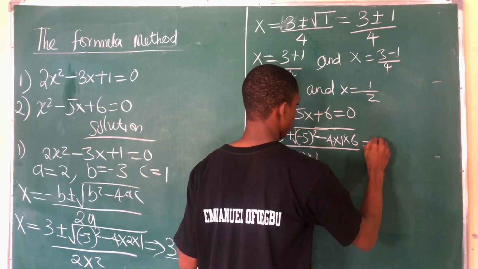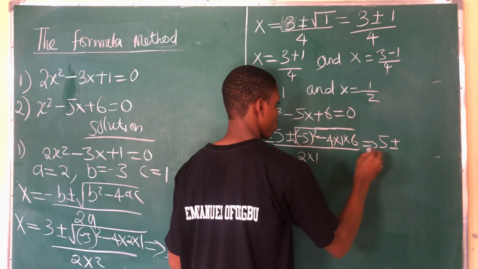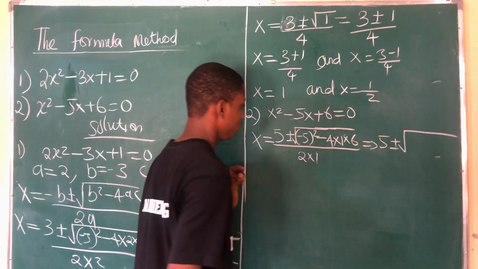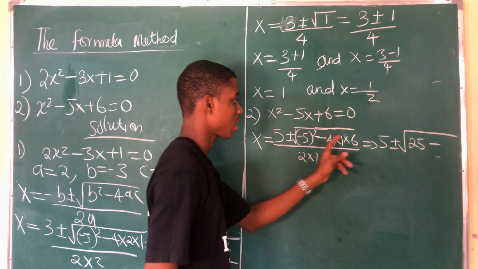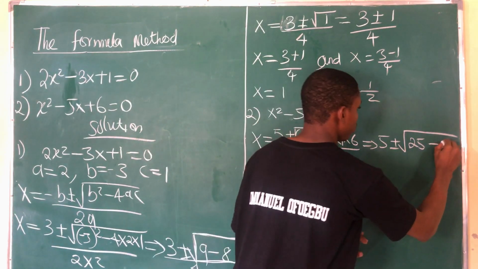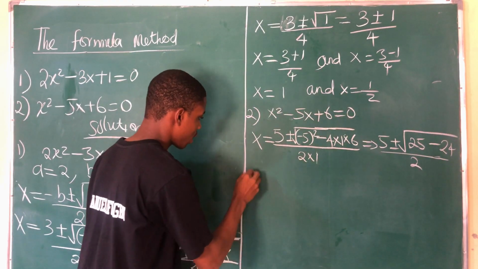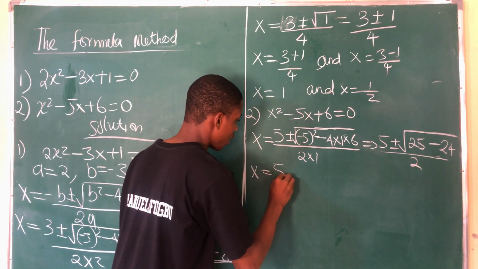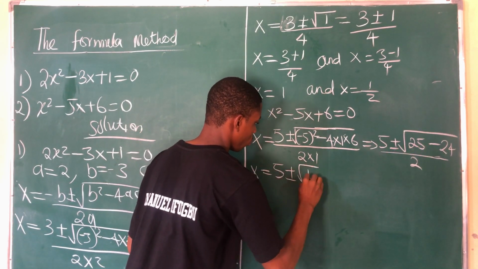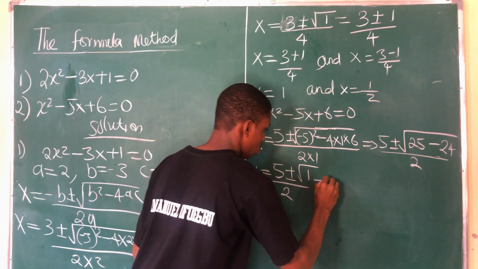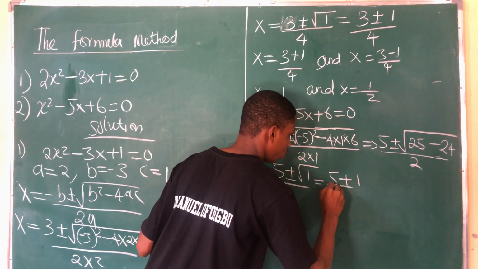So this will be equal to 5 plus or minus the square root of 5 squared, which gives us 25, minus 4 times 6, which is 24, over 2. So this will be x is equal to 5 plus or minus the square root of 25 minus 24, which is 1, over 2. So we're having 5 plus or minus the square root of 1, which is 1, over 2.